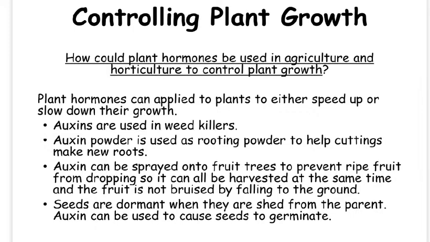Fruit ripening can also be controlled by auxin. The auxin can be sprayed onto fruit trees to prevent the ripe fruit from dropping. It can then all be harvested at the same time and the fruit is not bruised by falling to the ground.